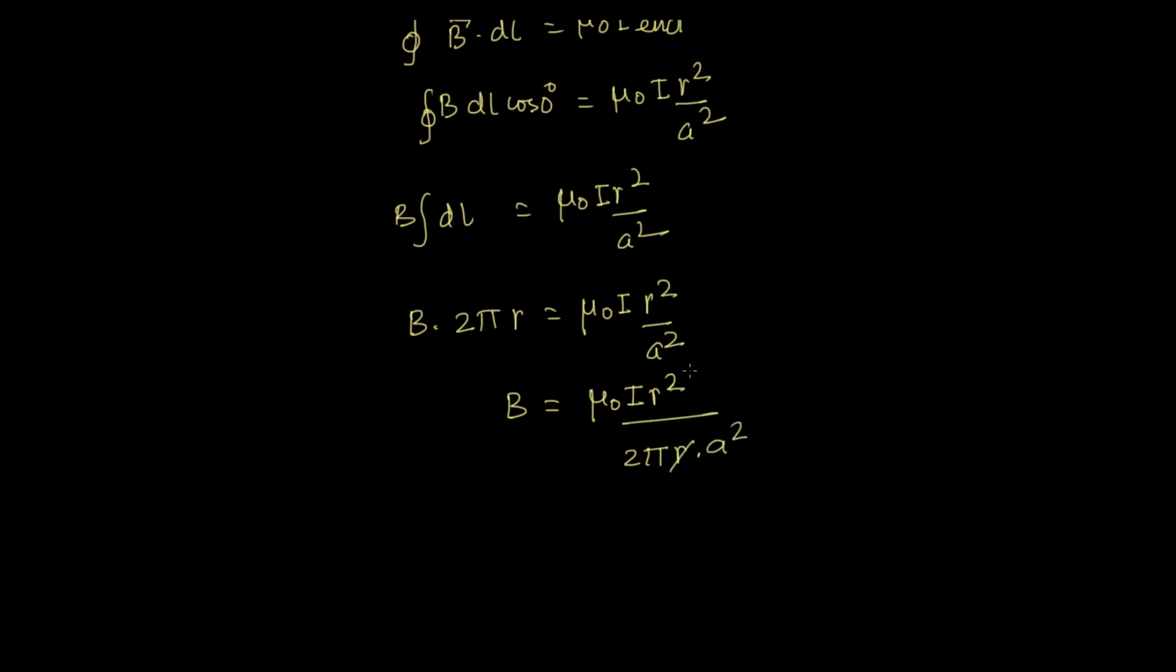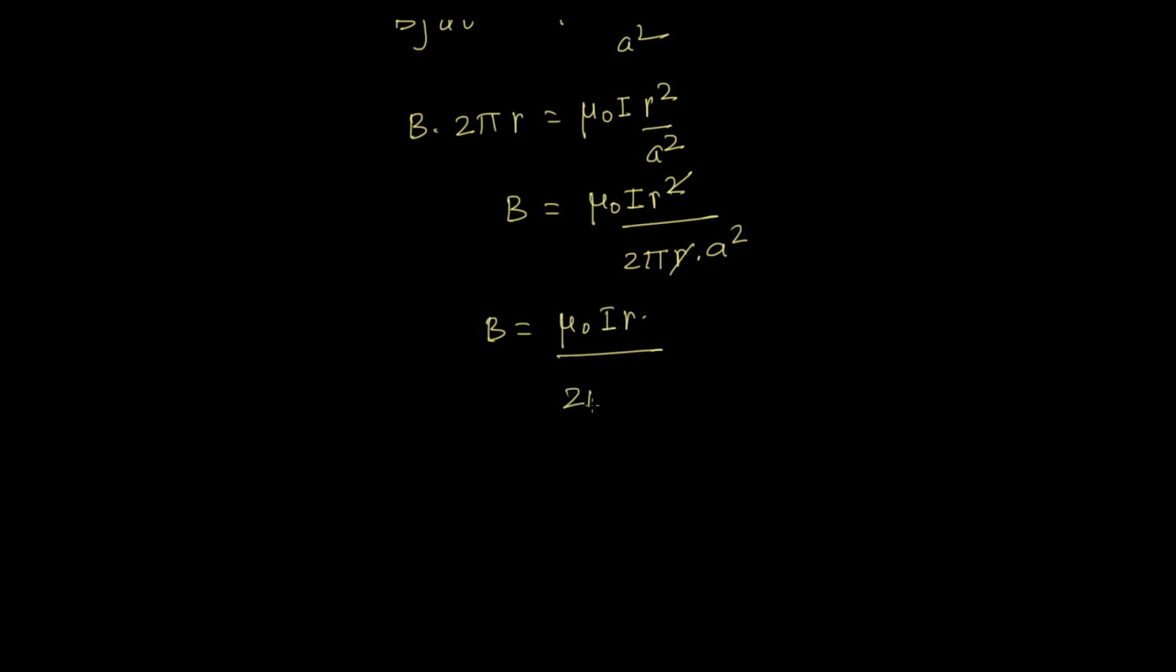Now R cancels this R, and we get B as mu naught I R upon 2 pi A square.